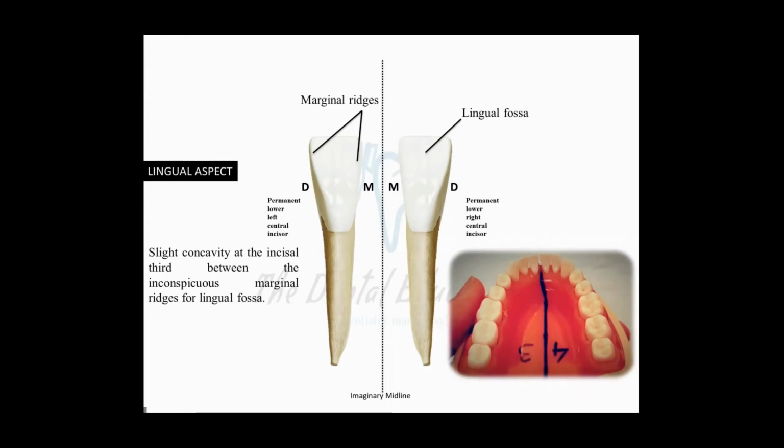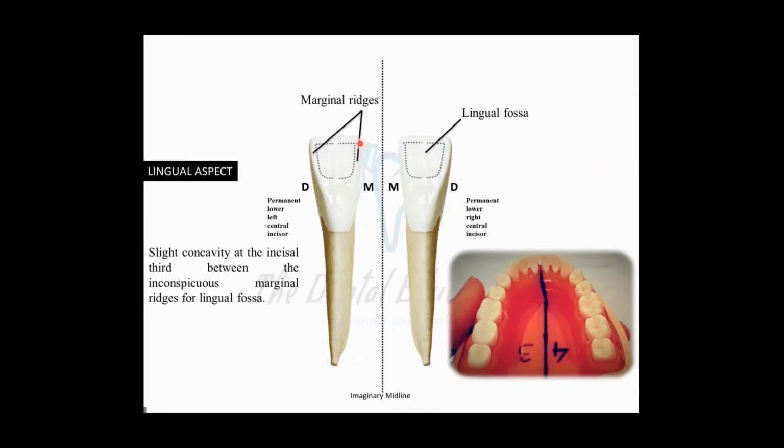Now when you go to the lingual aspect of the mandibular central incisor, we see that there is a slight concavity between the incisal edge and the marginal ridges for the lingual fossa. So you can easily identify a nice depression which is present on the lingual aspect. You can see one margin is made by the incisal edge, and the two other borders for this lingual fossa are made by the mesial and distal marginal ridges.